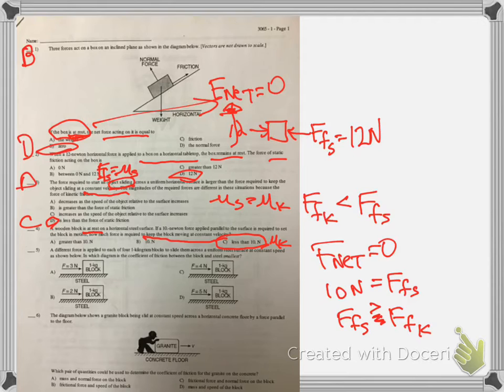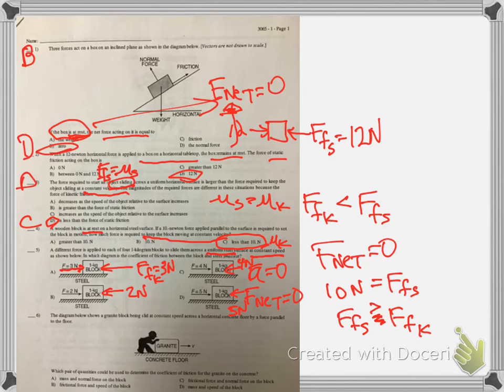A different force is applied to each of the 1 kilogram blocks that you see below. This is the force needed to slide them at a constant speed. If they're sliding at a constant speed, a is 0, F net is 0. So if you look at each of these blocks, if 3 newtons is required here, the force of kinetic friction is also 3 newtons. The force here is 2 newtons. The force here is 5 newtons. And the force here is 4 newtons.